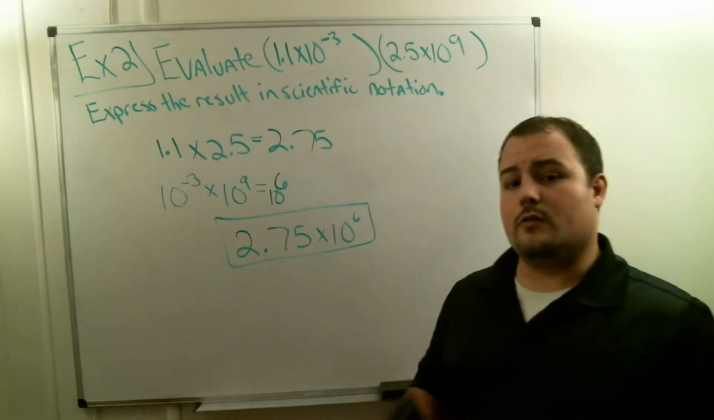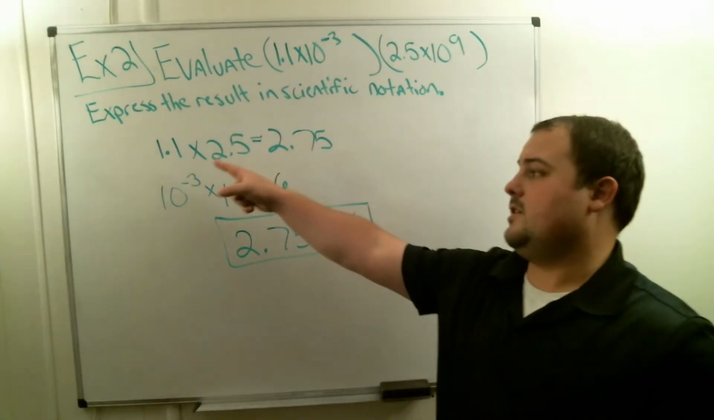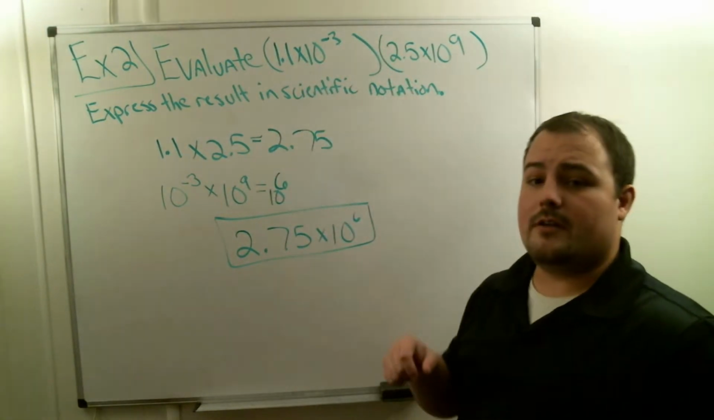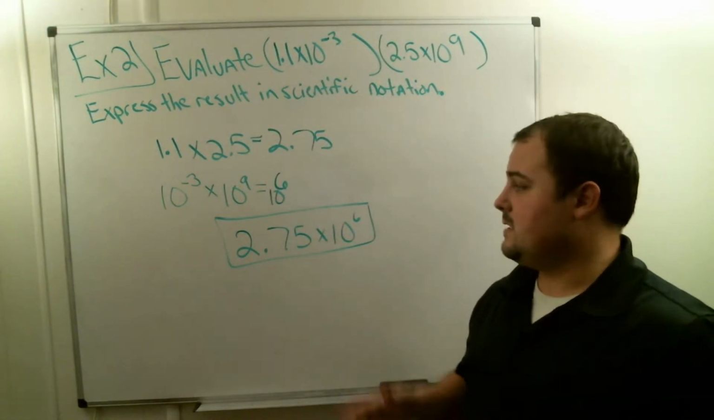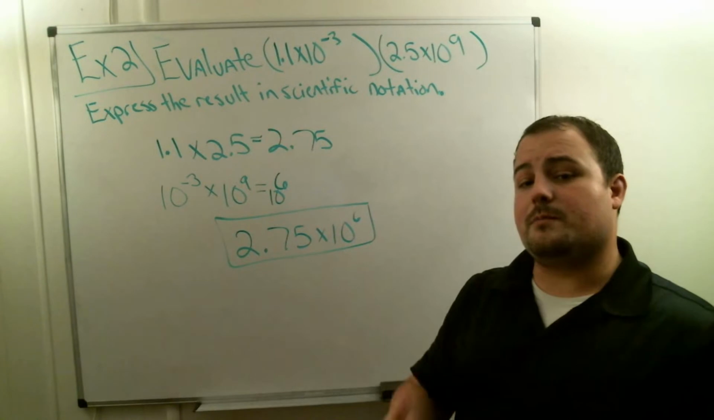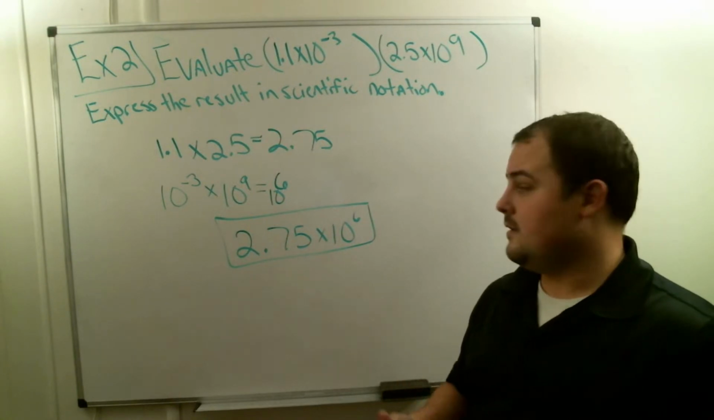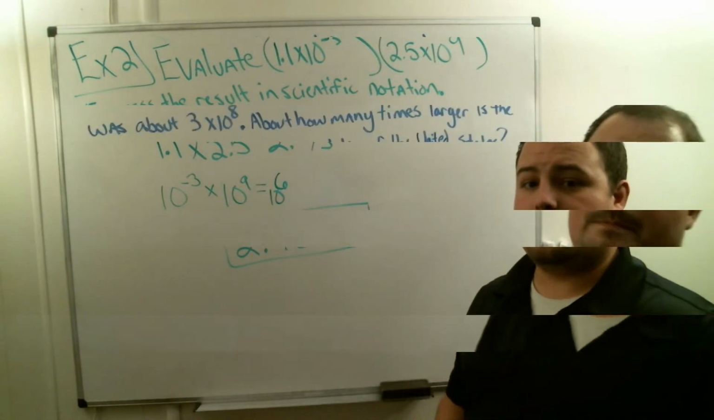And this is all we got to do for this problem. We multiplied numbers by numbers, the numbers in front, and we multiplied bases by bases, and we added the exponents because our bases were the same and we were multiplying. So this is our final answer.